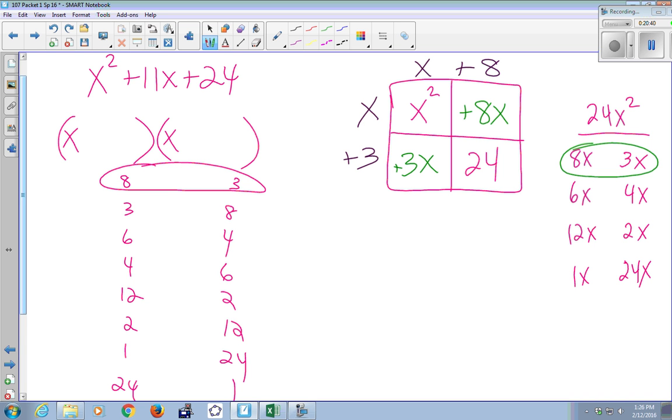You can use whatever method you know and love for factoring. I don't care. As long as you can get the factored form, whatever method you like is fine with me.